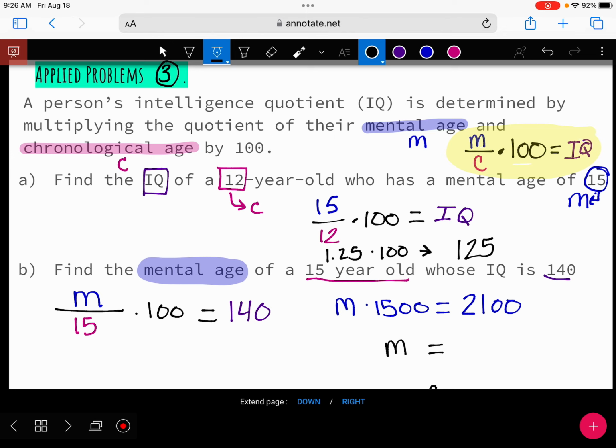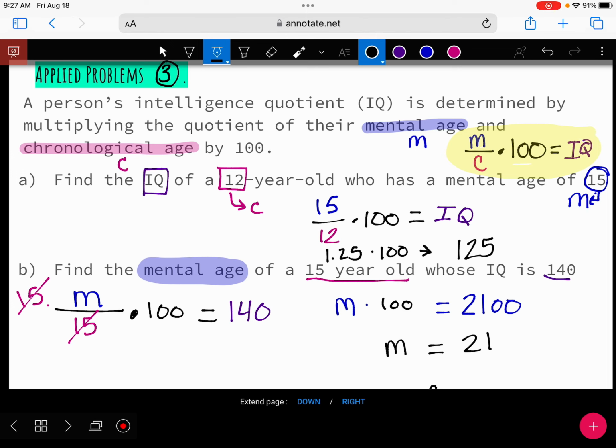Is that right? Oh, we don't got to times the 100 because they're all being multiplied together. That's where I got screwed up. There we go. I'm like, wait, that's not right. Since all these pieces are being multiplied together, when we times both sides by 15, the 15 cancels out and we don't distribute it because it's not being added, it's being multiplied. So m times 100 equals 2100. So m equals 21. Like I kept getting 1.4 and I'm like, that's not right.